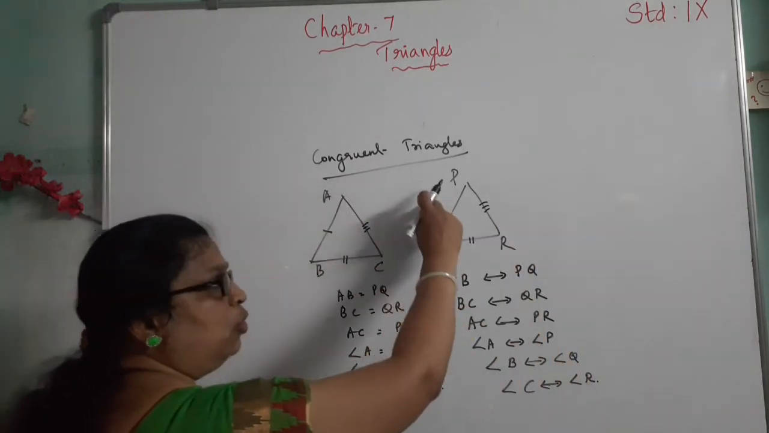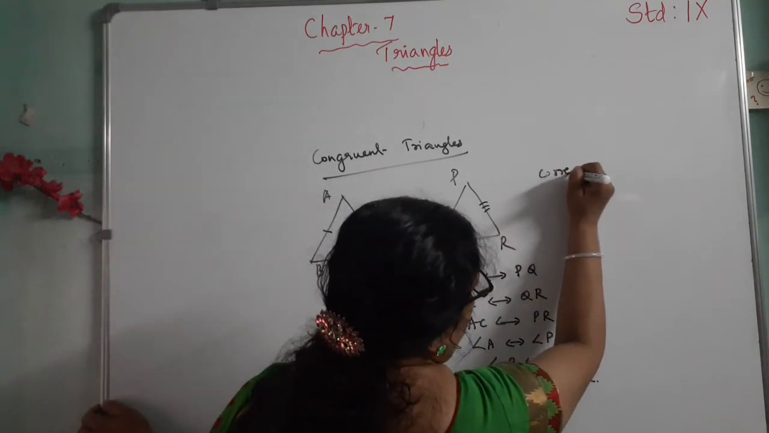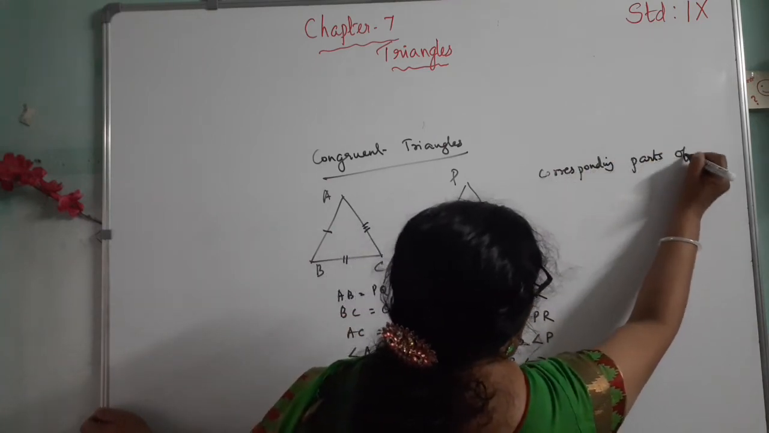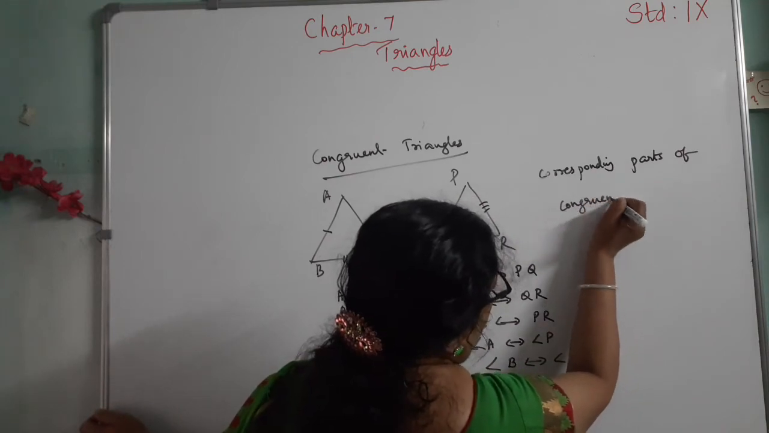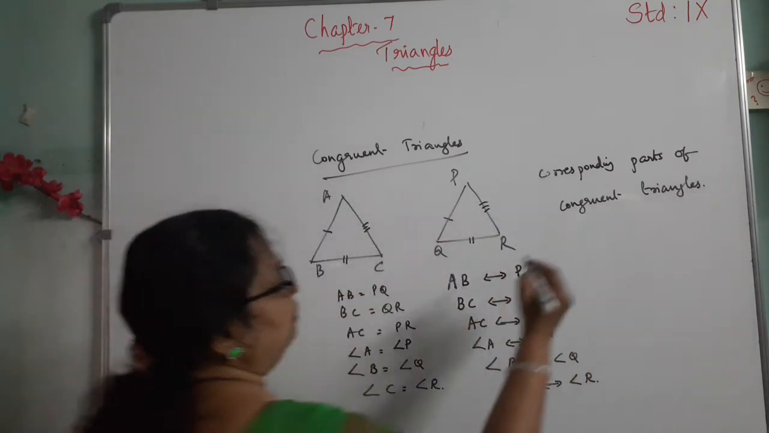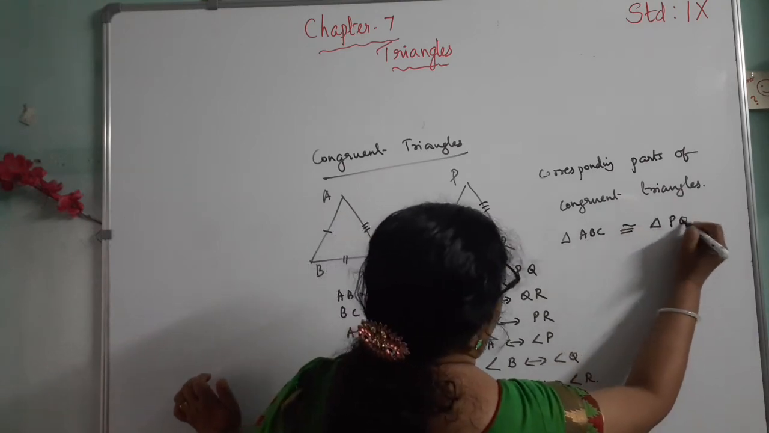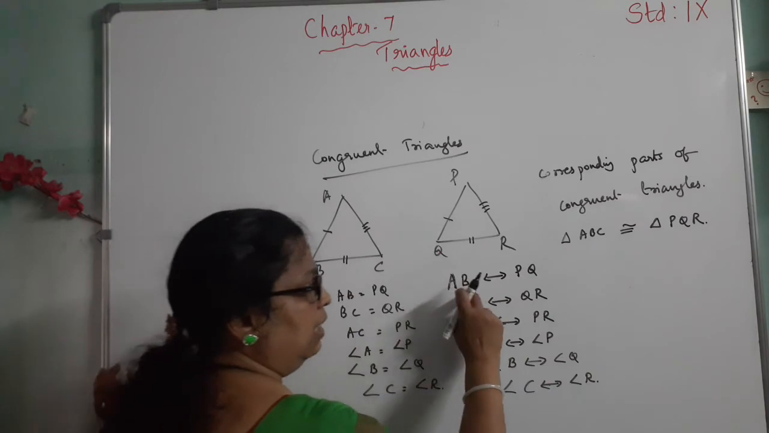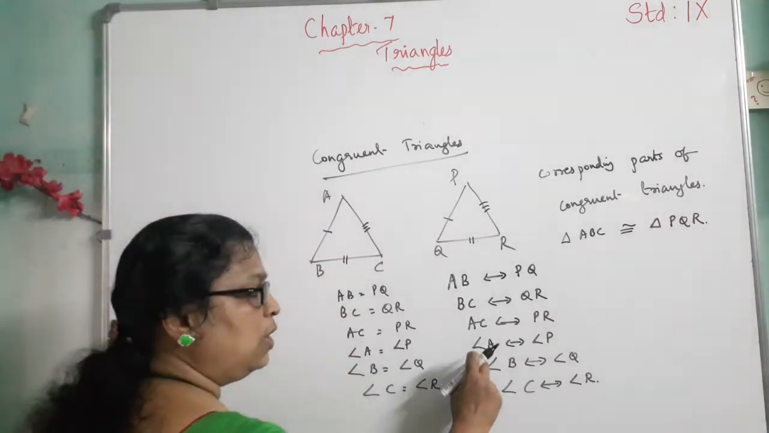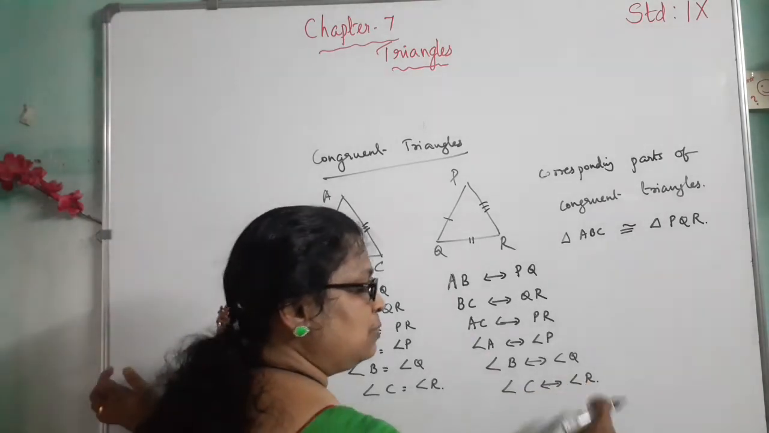If one triangle is congruent to another triangle, we can say the corresponding parts of congruent triangles are equal. If triangle ABC is congruent to triangle PQR, the corresponding parts are AB corresponds to PQ, BC corresponds to QR, AC corresponds to PR. Also angle A corresponds to angle P, angle B corresponds to angle Q, angle C corresponds to angle R.